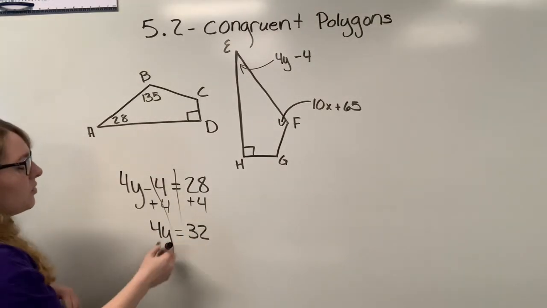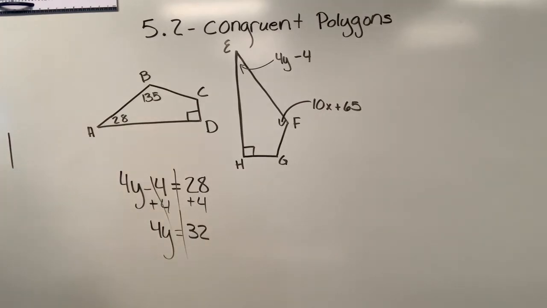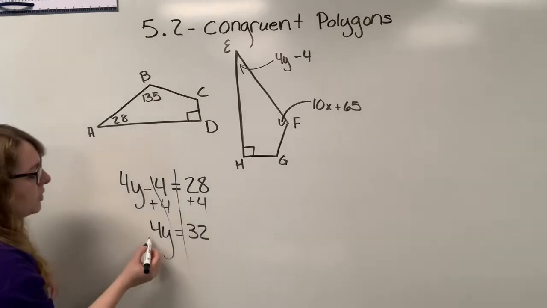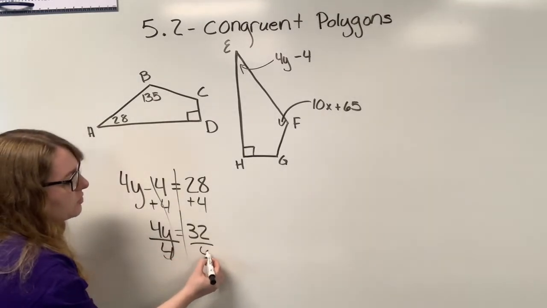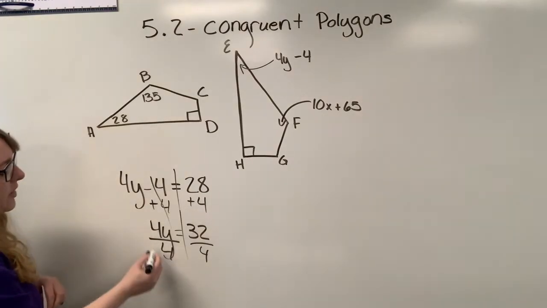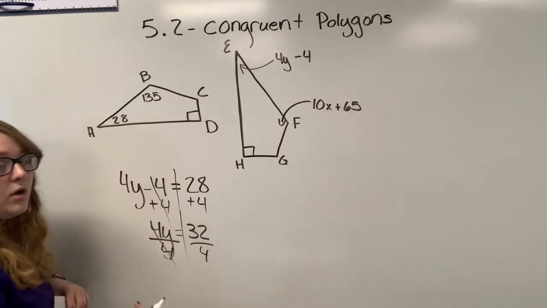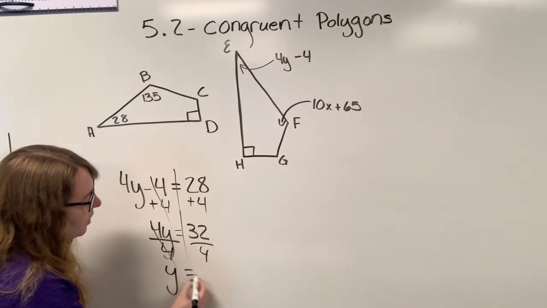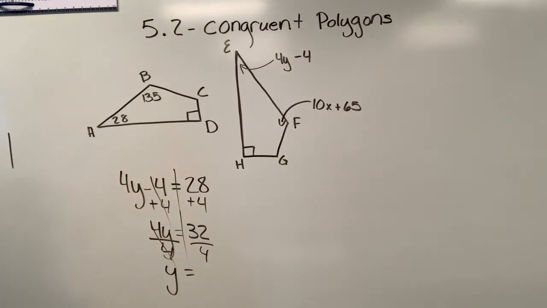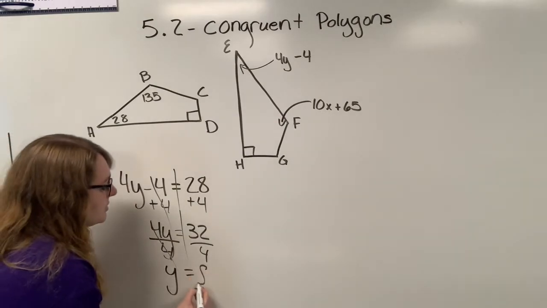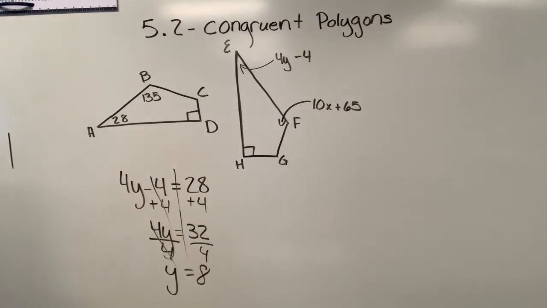All right, so now we are multiplying 4 and y together. So to get rid of the multiplication, we are going to have to divide by 4 once on each side of the equal sign. Multiply by 4, divide by 4, those are going to cancel because they go to 1, leaving us with just a positive 1y that we don't have to write the 1 for. And 32 divided by 4 is 8. So in this equation, y is equal to 8.